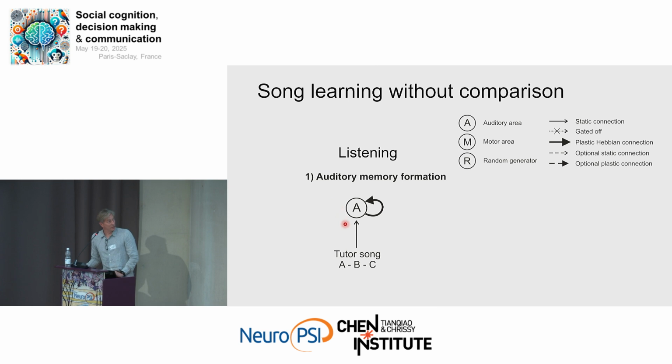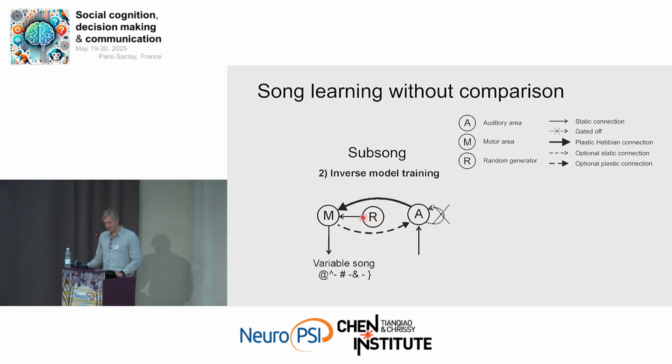So during an early phase, the bird hears a tutor song, ABC, and it stores a memory, maybe some synaptic connections among auditory neurons. And then when the bird sings in this sensorimotor phase, we assume there could be a random generator that drives variable song, and the auditory memory would be turned off. The bird would just be busy processing the auditory feedback and learn an inverse model, namely how to connect the auditory consequences onto the motor causes that generated them.